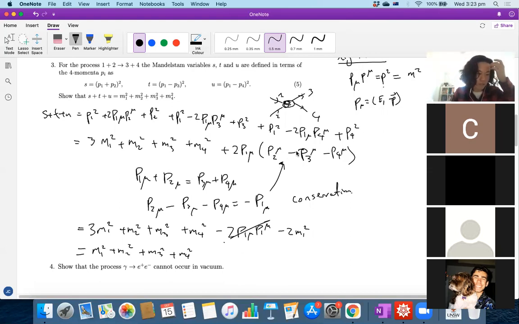So if time's not an issue, either way will work. But in an exam, if you're restricted for time, then remember to use four-momentum conservation. It works exactly the same way. Okay, any questions?